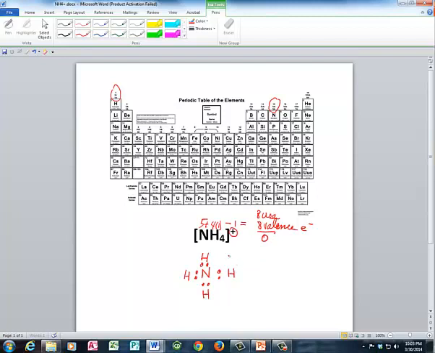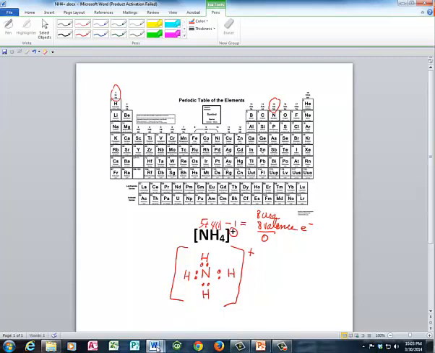That means my structure is complete, with the exception that since it's an ion, the convention is to put brackets around our ion and a +1 charge outside the brackets. So now we know our structure is complete. This is the Lewis dot structure for ammonium ion.